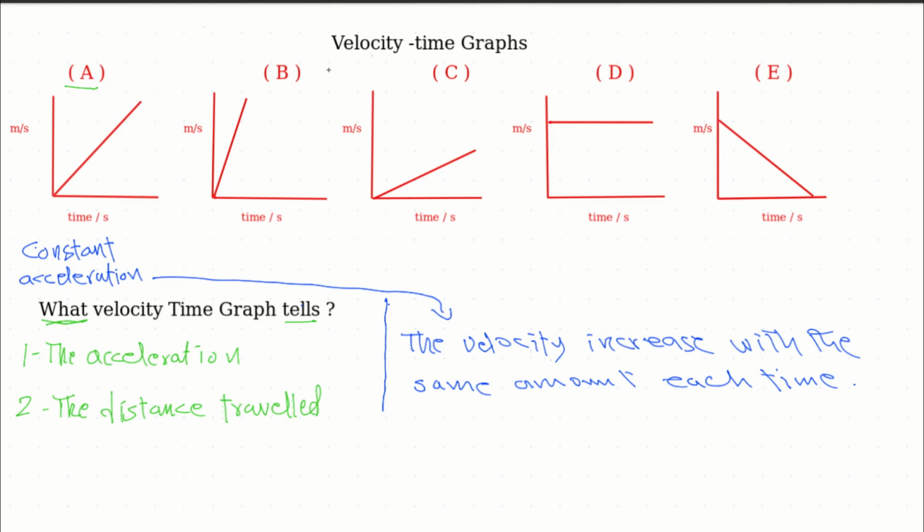Moving to velocity time graph B, we have a steep line. The steeper the line, the greater the acceleration. So in this velocity time graph B, we have great acceleration.